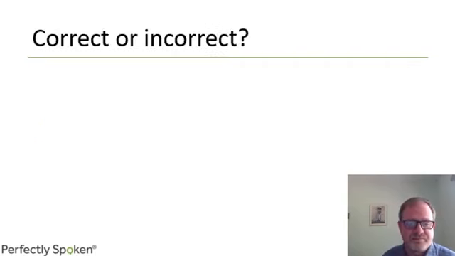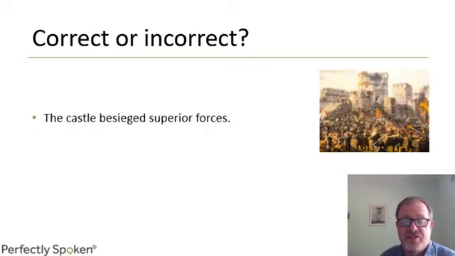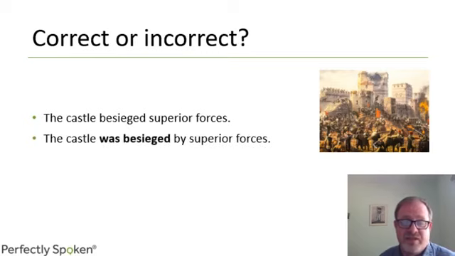Okay, here's the next one. The castle besieged superior forces. Is this correct or incorrect? Of course, the castle doesn't do anything. It can't be the subject of a sentence in this sense. So we'd use a passive here. The castle was besieged by superior forces, and by a stronger army. Superior forces. We use a passive.